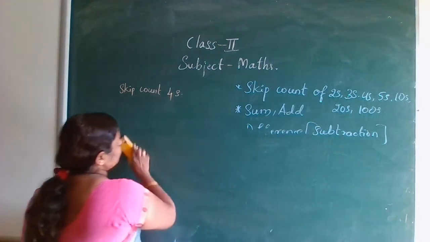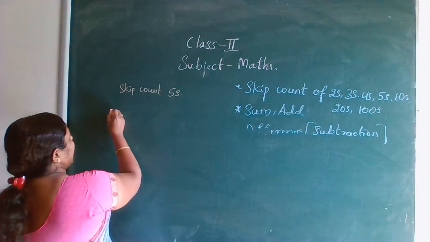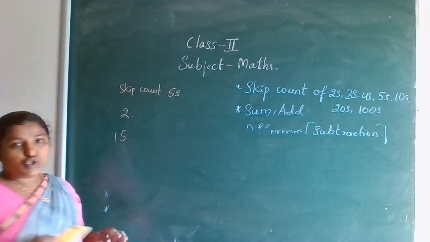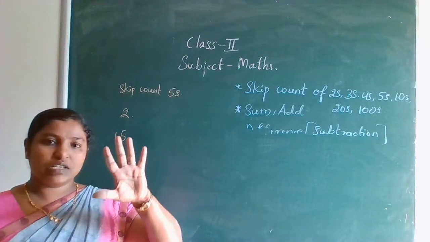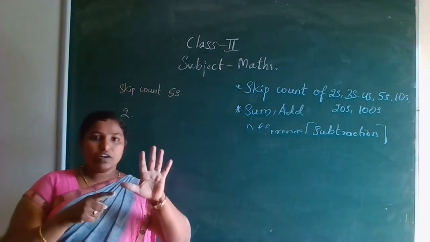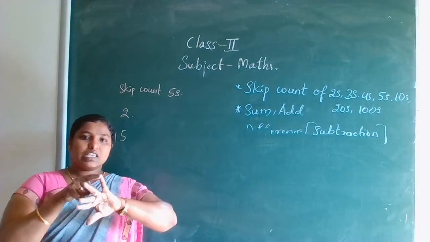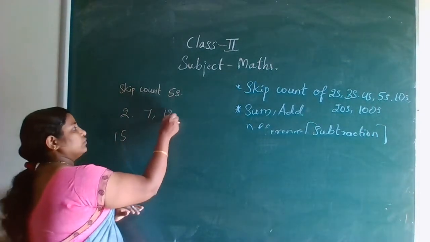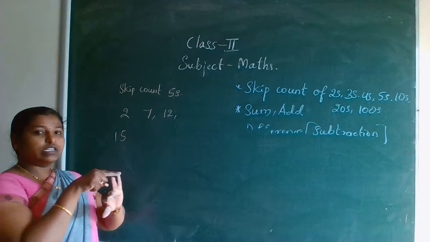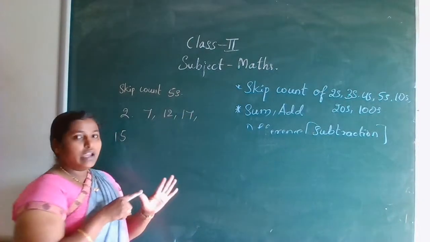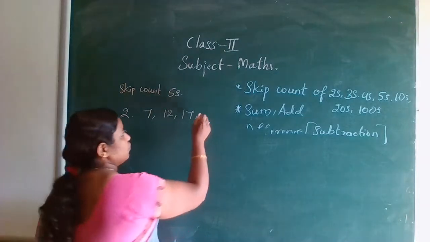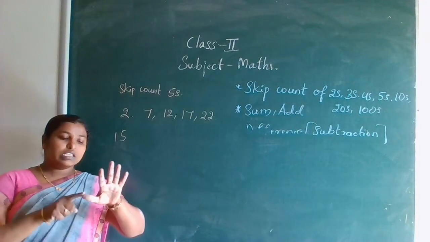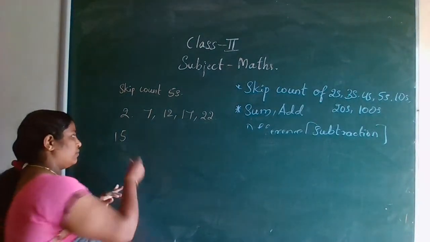And next, skip count 5s. You should hold 5 fingers now. 2 has been written first. After 2, 3, 4, 5, 6, 7. 8, 9, 10, 11, 12. 13, 14, 15, 16, 17. 18, 19, 20, 21, 22. This is skip count 5s. After 15: 16, 17, 18, 19, 20.